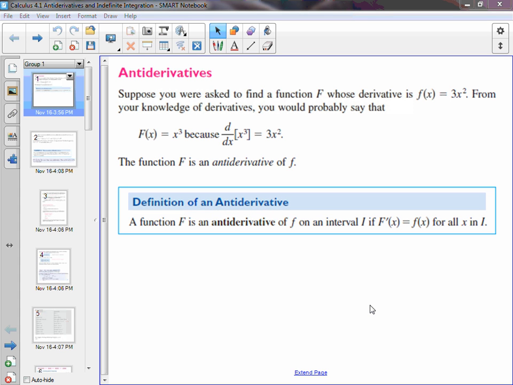Antiderivatives. All right, we're going to learn antiderivatives. We're also going to learn about indefinite integration. Turns out they're the same thing.